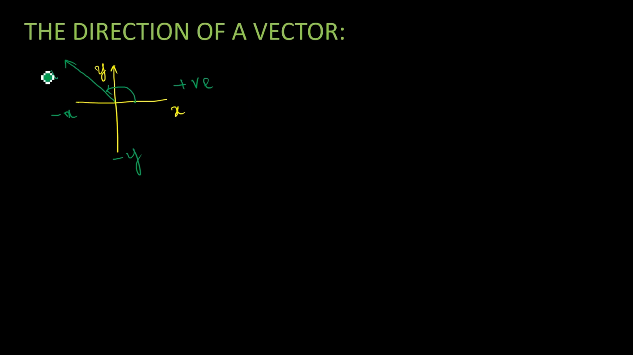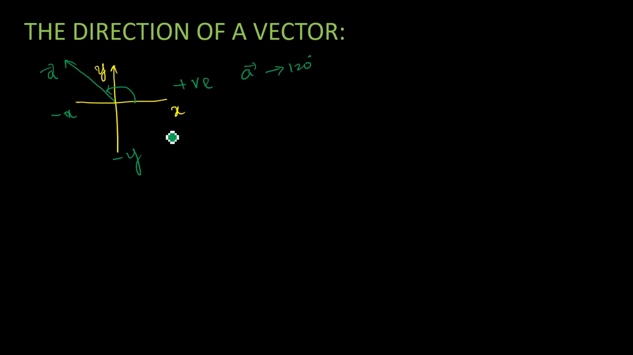Suppose this is a bar. If the angle made by the vector a bar is 120 degrees, then that angle is taken. So you can see a bar makes 120 degrees with the positive x-axis.